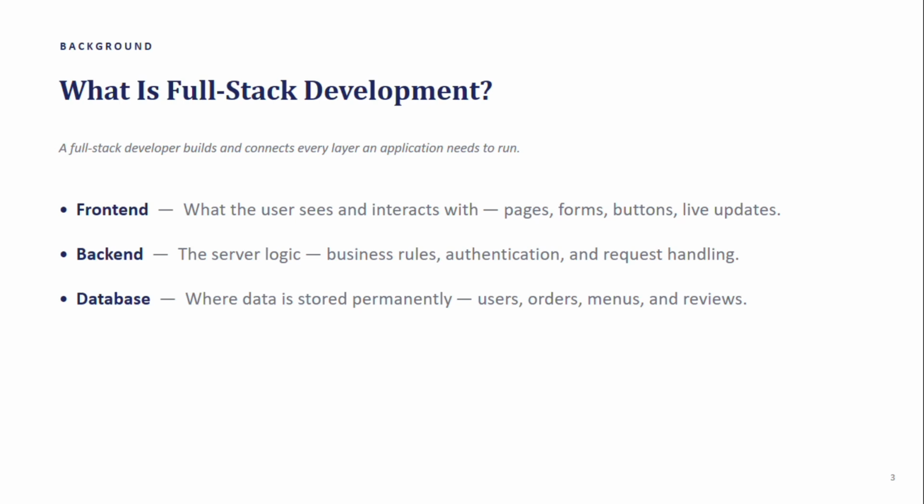The second layer is the backend, which handles the application logic, API requests, authentication, and communication between different components. And the third layer is the database, where application information such as users, restaurants, menus, and orders, etc., are stored in this food app.